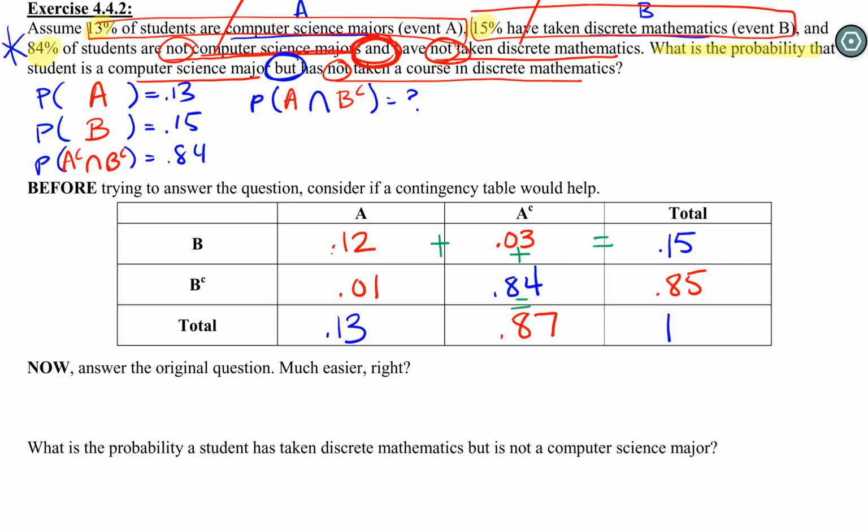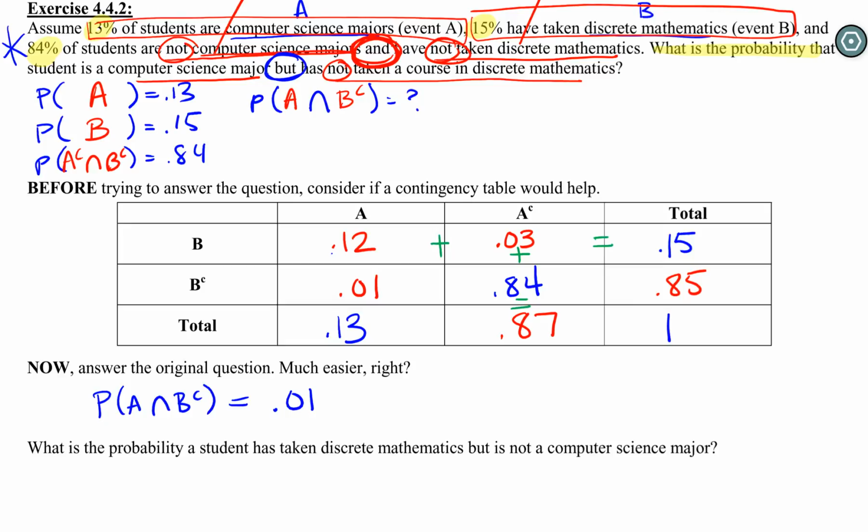So now if we go back to our original question, the probability of A and B complement, well, ands are what the table gives us. I just need to come to the table and say, okay, A, B complement, they intersect here. My answer is just 0.01. Easy, right? Happy.